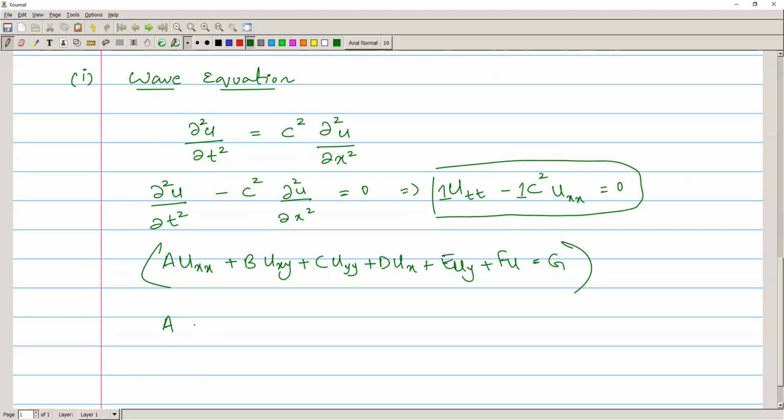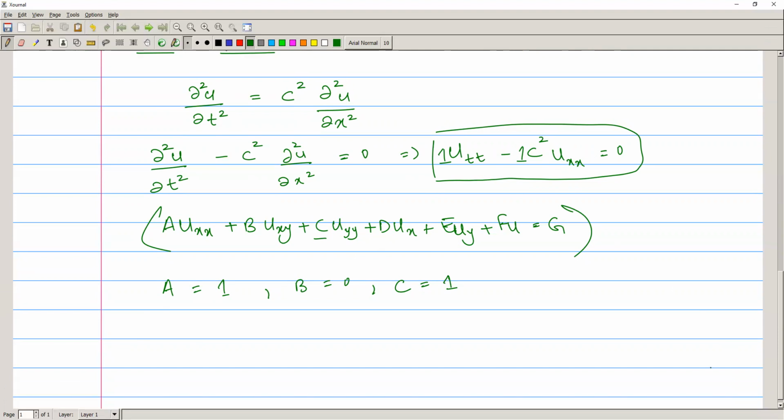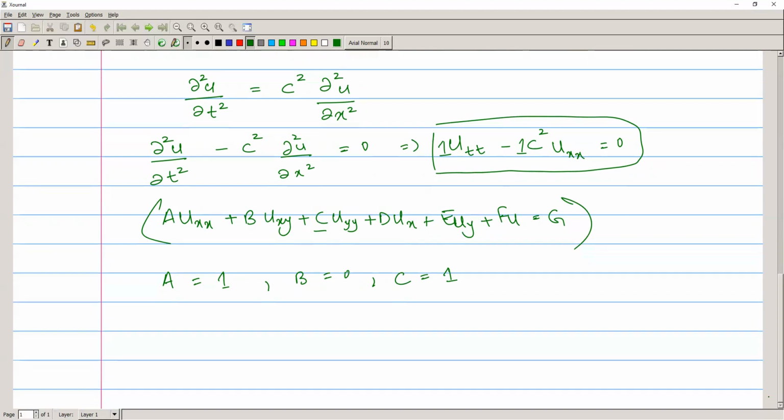So we can write that A is equal to 1, B is equal to 0, and then C is equal to 1, right? This C squared is just a constant. You don't need to worry about this C squared. This C is like in the standard form of this differential equation, so this C is just a constant in the equation. We can also write it as alpha squared to avoid confusion, right?